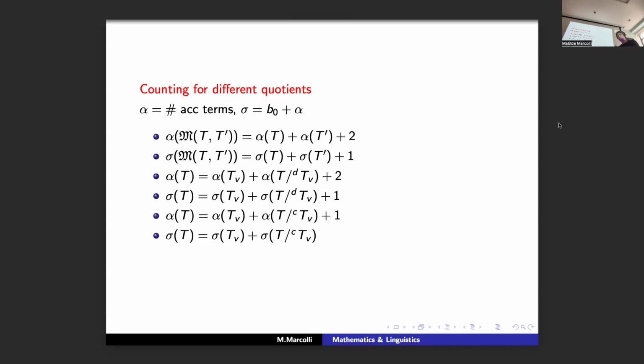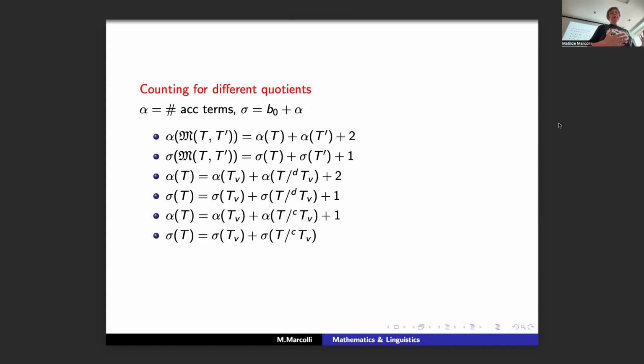So if you merge two different trees, then it's always the case that the number of accessible terms grows by 2, because the roots are not accessible terms themselves, but the two roots now become internal vertices. So the number of accessible terms goes up by 2, and the number of components goes down by 1, because they're merged together. So this is a minus sign.